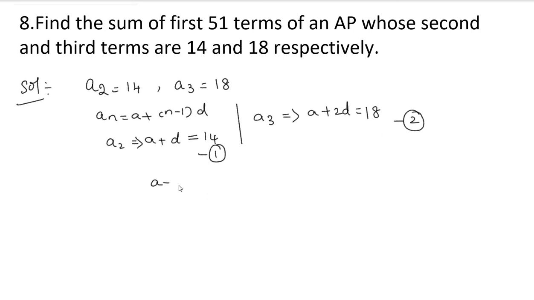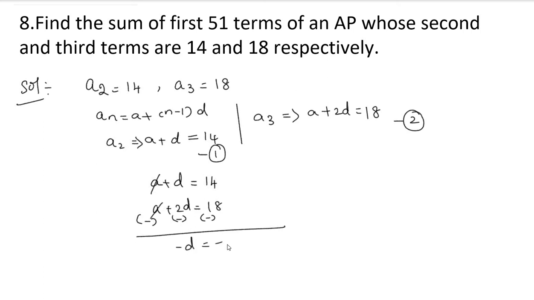I'm going to eliminate A in both equations. When I eliminate, I have to change the sign. So when I subtract, A and A get cancelled and I'll get minus D is equal to minus 4. That is, D is equal to plus 4. Minus minus cancel, so D is equal to 4.